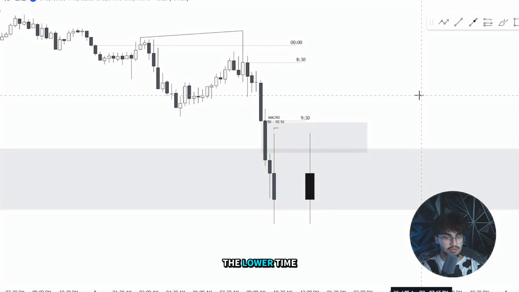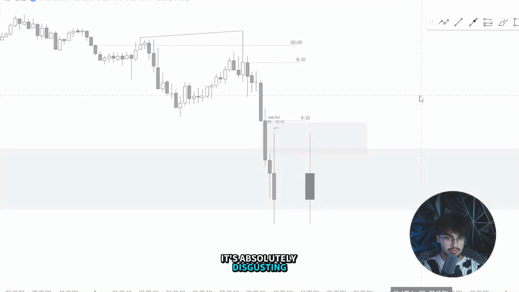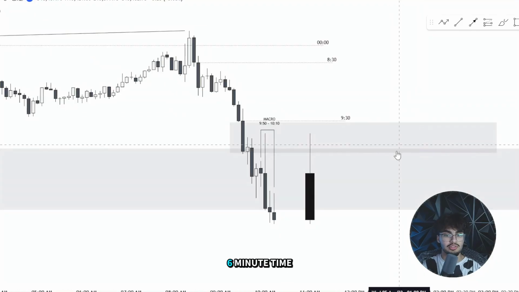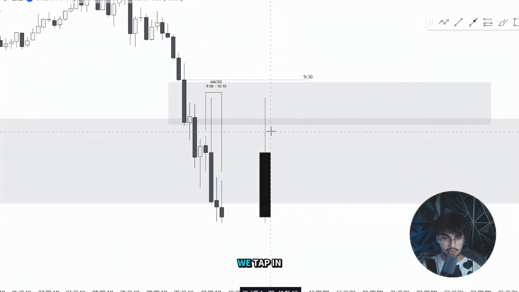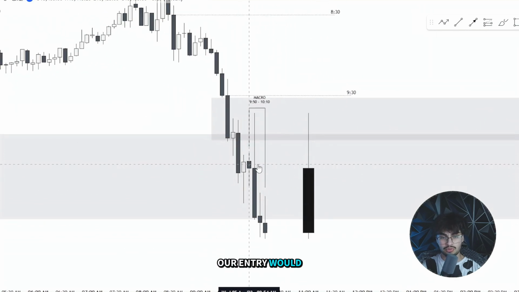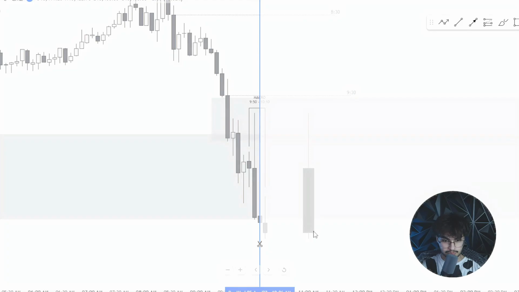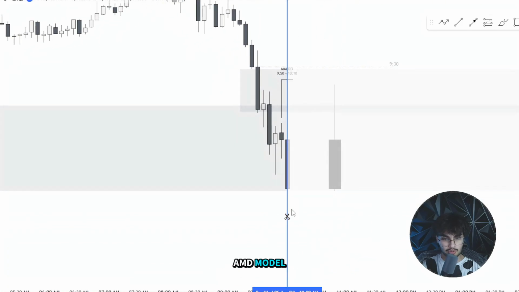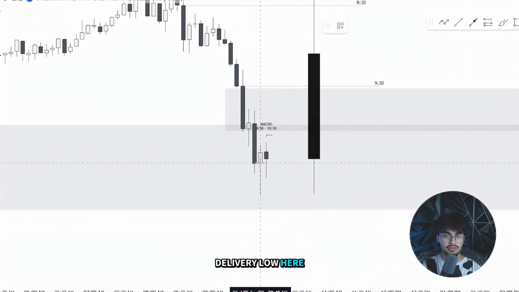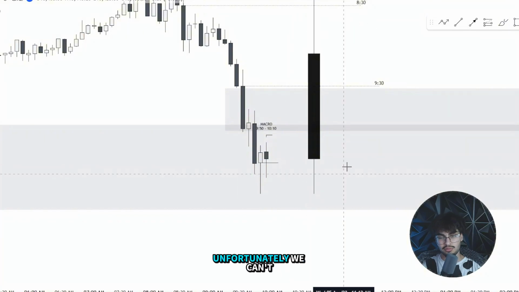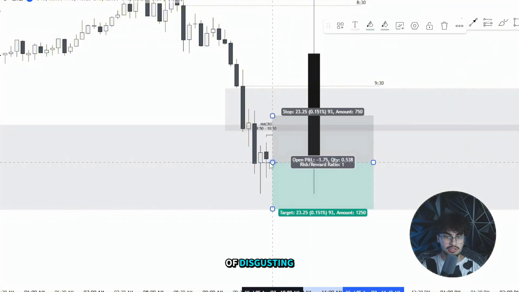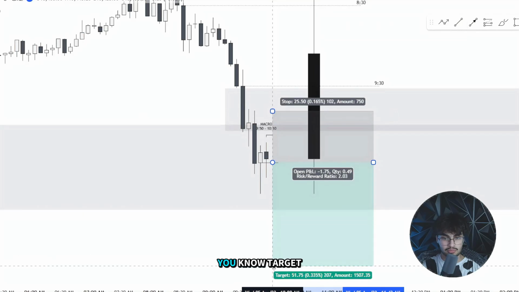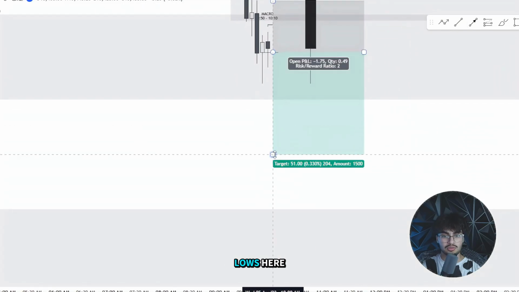I can't even go down to the lower time frames. It's absolutely disgusting. I guess we have to use the 6-minute time frame, but it's the same thing. So we tap into that gap here. Our entry would be somewhere up here actually. Trading that 10 a.m. AMD model, we'd probably have a change in the state of delivery low here, right on the 1-minute time frame. Unfortunately, we can't see it, which is kind of disgusting. We'd probably keep our stop loss here, target 2R, even these lows here.